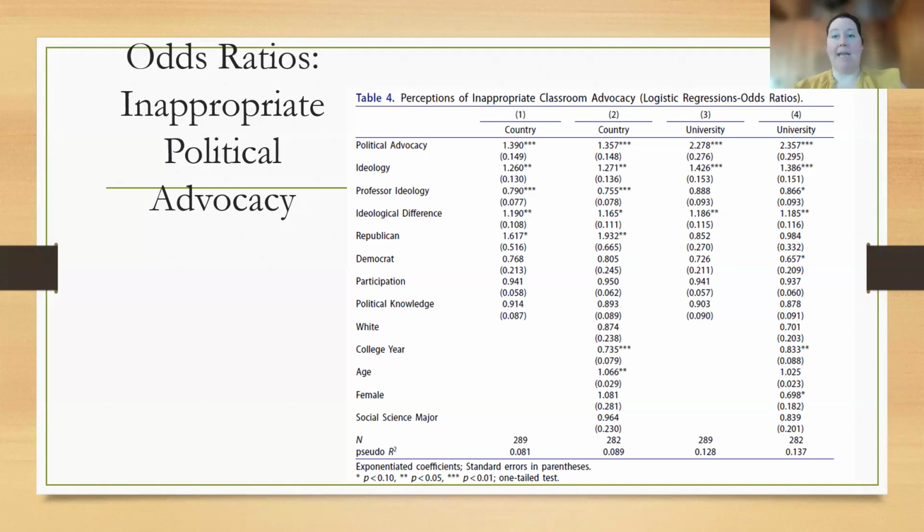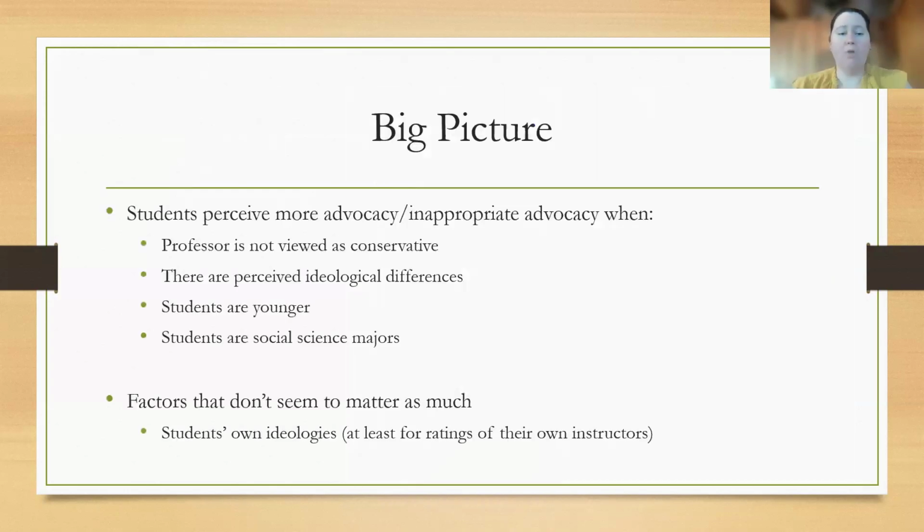So they're taking these pieces innate to themselves and extrapolating it out to their perceptions of the United States as a whole. So big picture, students perceive more advocacy and more inappropriate advocacy when the professor is viewed as more liberal, less conservative, when there are perceived ideological differences, when students are younger, and when students are social science majors. One thing that didn't come up in any of this is the students' own ideologies didn't particularly matter. It was the ideological differences perceived between their own ideas and their professors' ideas.